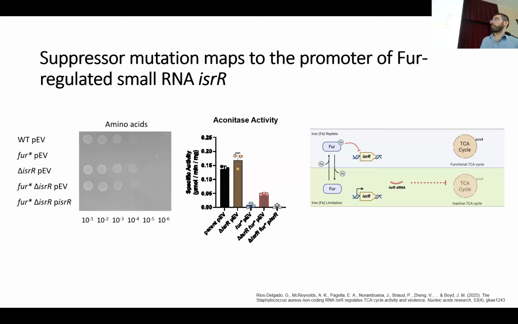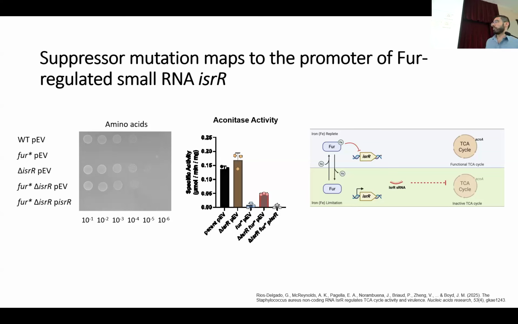So we know that a FIR mutant can't grow in amino acid media. But once we took away the IsrR allele, then we saw that we could restore the growth of the FIR mutant. And we could also add back IsrR, showing that we could revert back to the original phenotype. All of this hoping to show that indeed it was this gene, IsrR, that's mediating this growth phenotype that we're seeing here. We also determined aconitase activity.